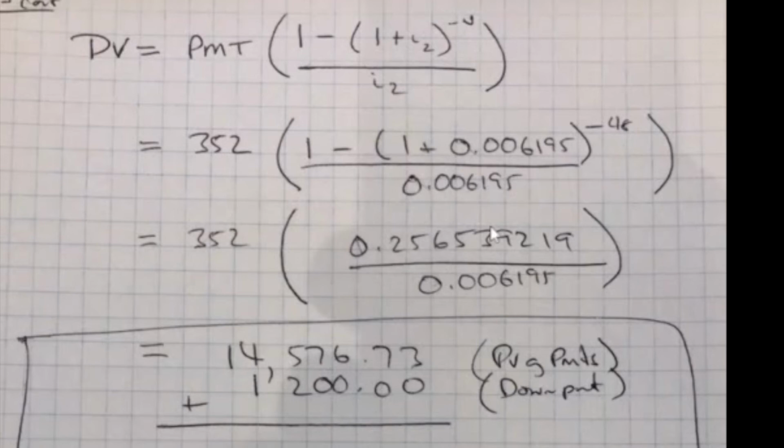This works out to $14,576.73. That's the present value of payments. Saying she made the very first payment today, which is the present, we just subtract out the $1,200.